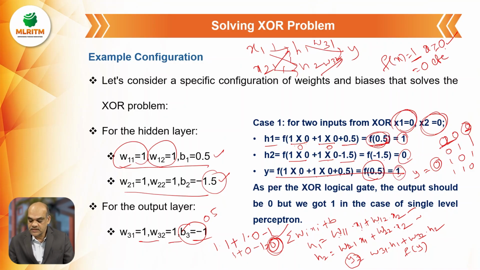The actual output is 0. The resultant output is 1, which is not matching. That means for all the biases, this problem may not be solved with a normal activation function.